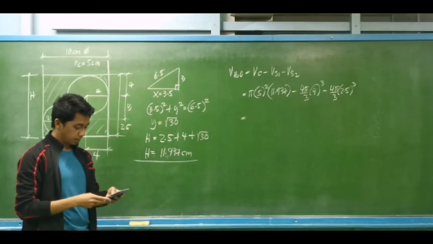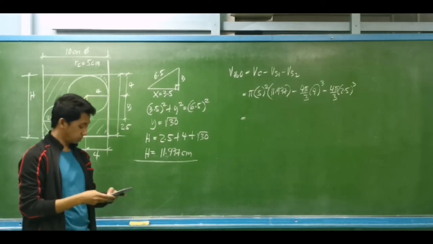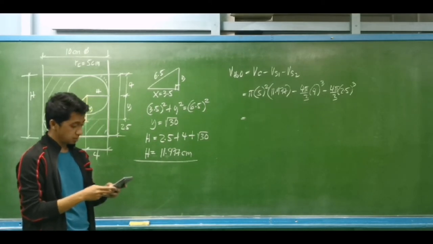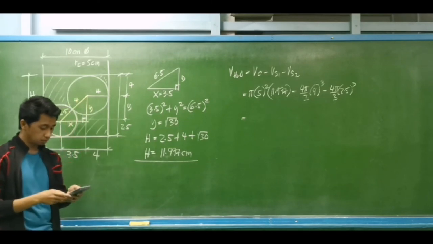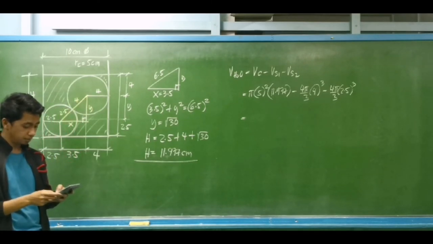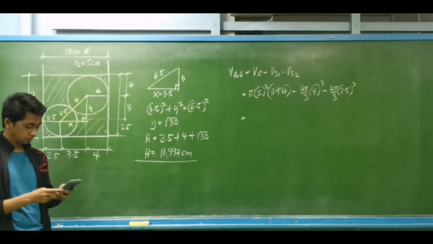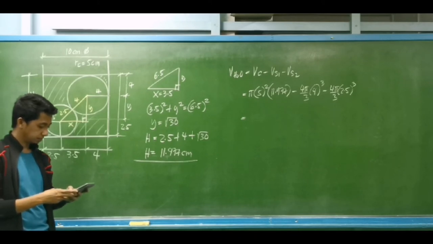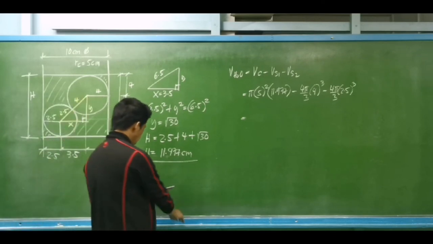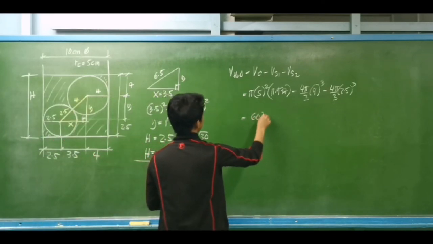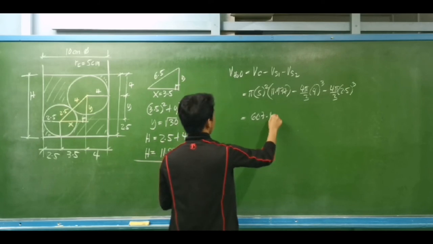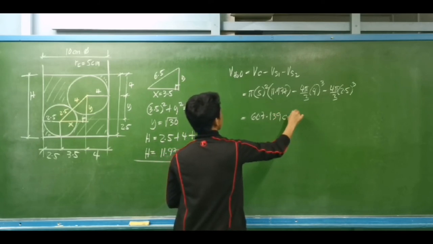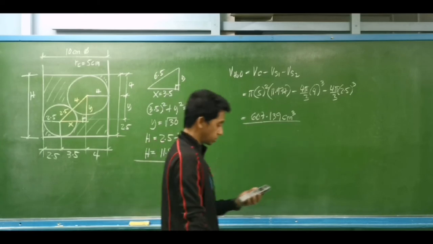So you have that is pi of 5 squared times 11.977 minus yung isang sphere, yung mas malaki, may radius na 4. Tapos yung mas maliit, may radius na 2.5. So yung nakuha dito is equal to 607.139 cubic centimeters. Let us check the choices.